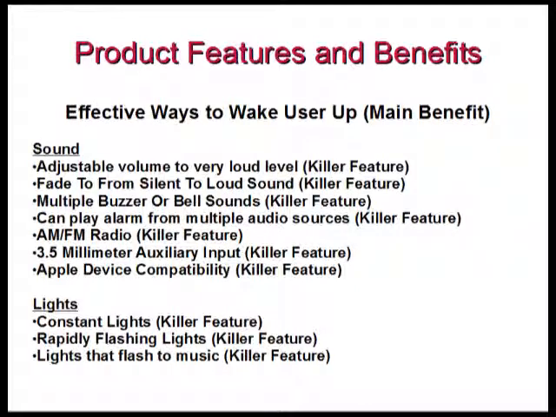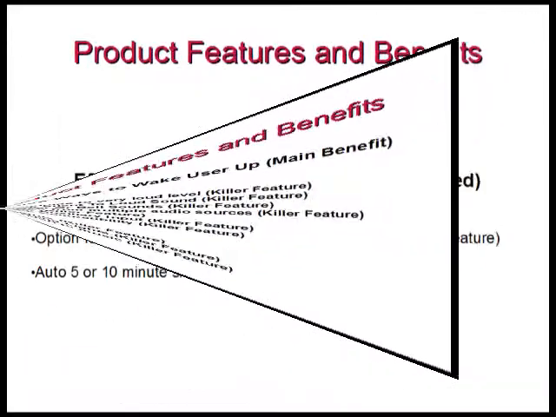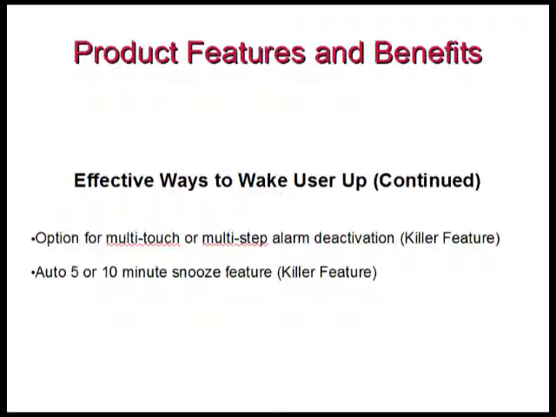It also has many effective ways to wake the user up with sound. It has adjustable volume to a very loud level and multiple buzzer or bell sounds. It has an option to fade from silent to a loud setting. It can play an alarm from multiple different audio sources such as AM/FM radio, 3.5mm auxiliary input, and has Apple device compatibility. It also can wake users up with lights, either constant lights, rapidly flashing lights, or lights that flash to the music. It also has an option for multi-touch or multi-step alarm deactivation, and it also has either an auto 5 or 10-minute snooze feature.